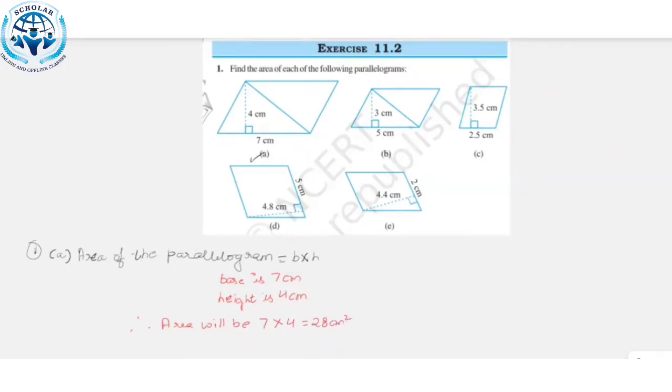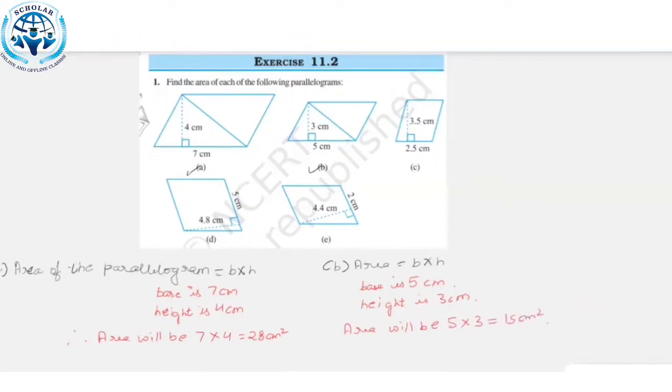In the second one, base is 5 cm, height or altitude is 3 cm. So the area will be base into height, that means 5 into 3 is equal to 15 cm square. All other parts are similar. You can pause the video, solve them and check back.